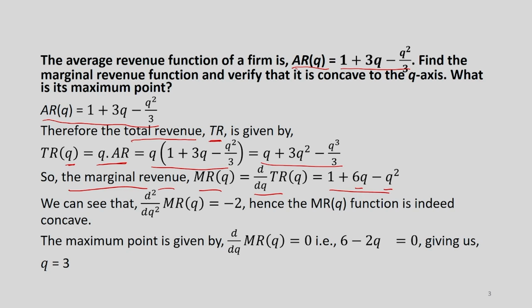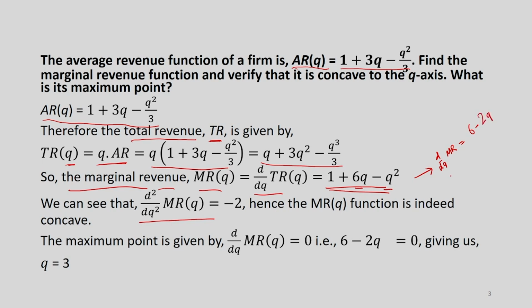Now, verify that it is concave to the Q axis. We have found out the marginal revenue function. Now how to show that it is concave to the quantity axis? Well, that we have seen in the previous problem. I take the second derivative, right? Here, what is the first derivative? The first derivative is d/dQ of MR, and if you differentiate this with respect to quantity, it becomes 6 minus 2Q.